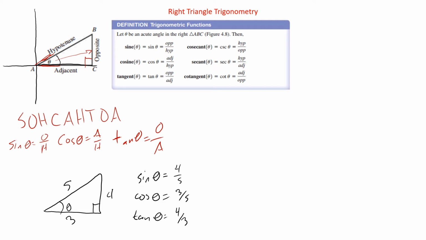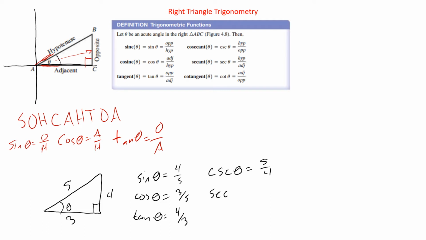No, it's the reciprocal of sine. So it's the hypotenuse over the opposite. So in our example here, the cosecant, instead of 4/5, it's 5/4.